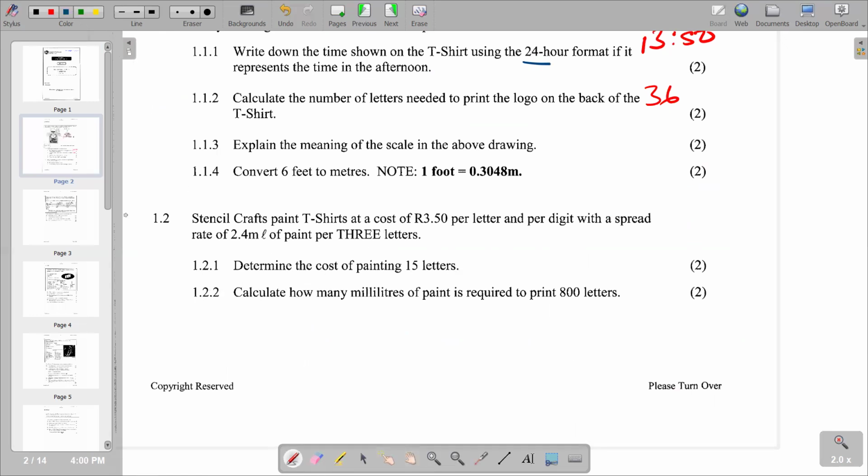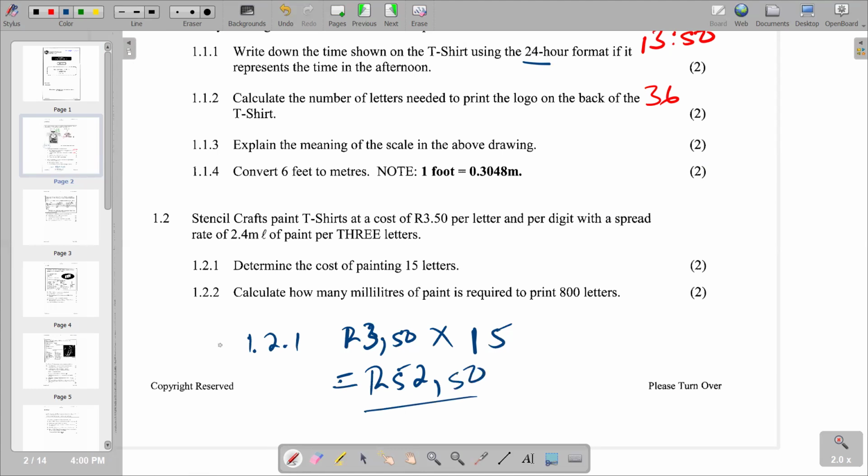So basically, we are saying the cost of painting 15 letters, we have 350 per letter. So we multiply 350 by 15 so that we can get the cost for 15 letters. If you multiply there, you see that the answer we are going to get is 52 rands 50 cents. So basically that's what we put for 1.2.1.